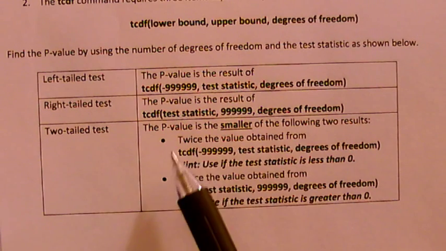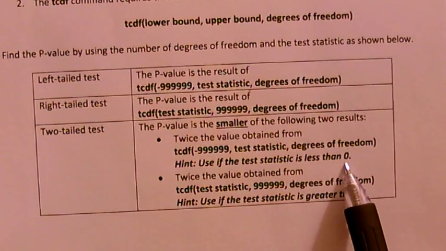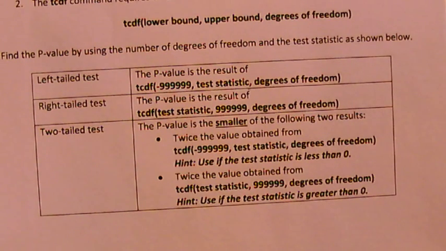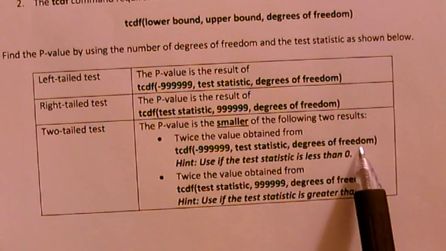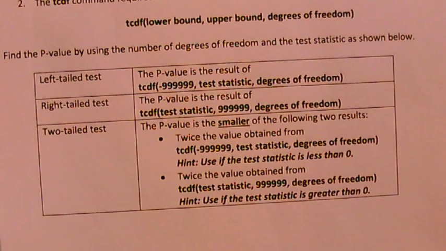But for a two-tailed test, it's going to be the smaller of the two results. Okay, if your test statistic is negative, is less than 0, then you'll use this command. But then you're going to take twice the value that's obtained from that command. And the reason for that is this. Your p-value is split in half among two tails. Your alpha level is split in half among two tails. So that's why you take 2 times the value that you get from this command if it's less than 0. And then you'll use this one if your test statistic is greater than 0.